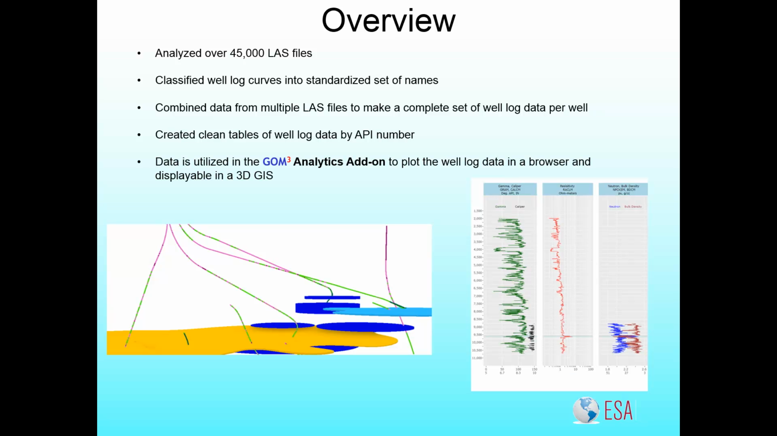This is utilized in our GOMcube Analytics add-on to plot the well log data in a browser, so you don't need any additional software or anything like that, and you can see that on the right. And then we also have actually made this displayable in the 3D GIS. This is a very novel display, not something you usually see, and you can see that on our picture on the left. In this example, the pink color would be the lower gamma ray values, and the green and very dark green would be the higher gamma ray values.